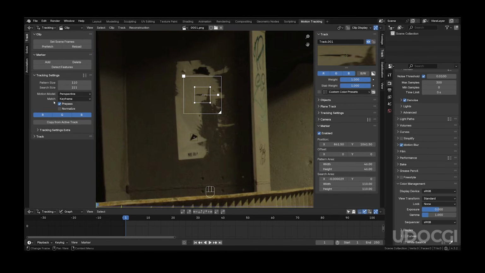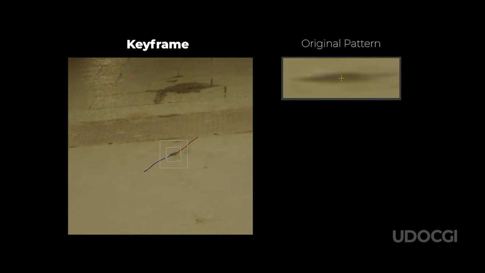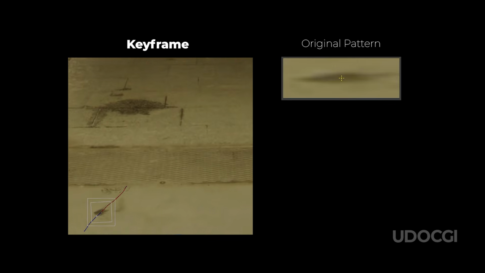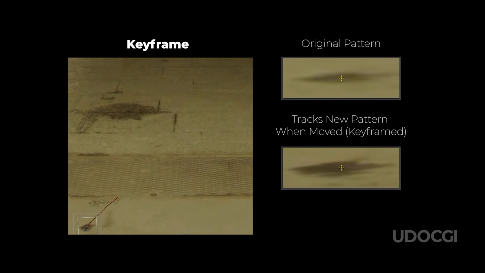Next, there is match type. You can choose between keyframe and previous frame. Keyframe compares the track to a fixed keyframe where you initially placed the marker. If tracking slips, you can manually reposition the marker. The tracker will treat that adjustment as the new keyframe to track. It's best for shots with little movement or changes.